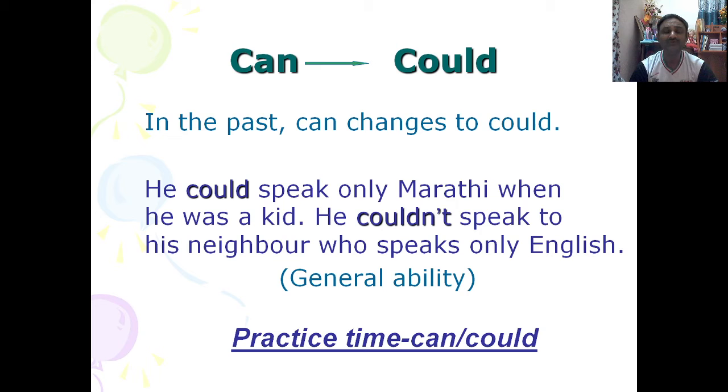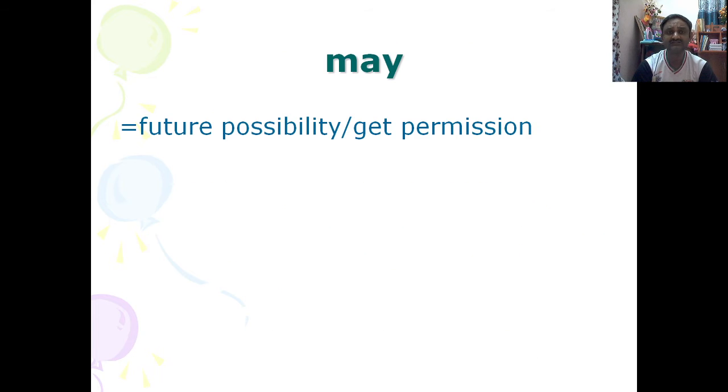Now, the past form of can is could. As we all know, in the past, can changes to could. So, the sentence comes out to be: he could speak only Marathi when he was a kid. He could not speak to his neighbor who speaks only English. So it's a general ability. So practice, you can look at these sentences in the form of can and could, and other sentences also.